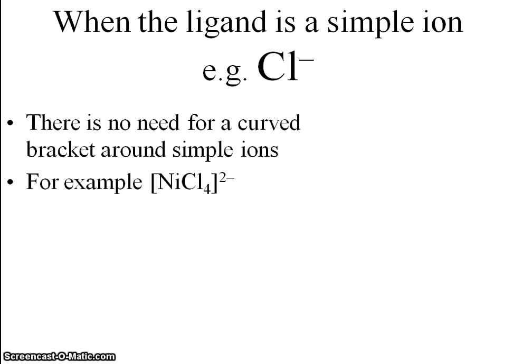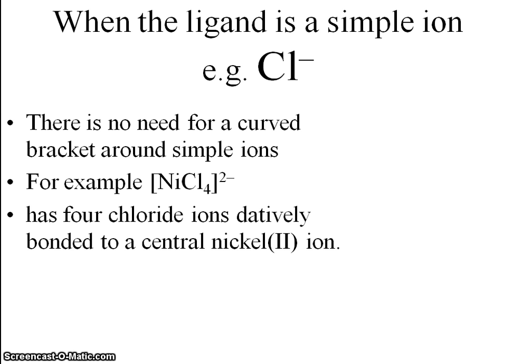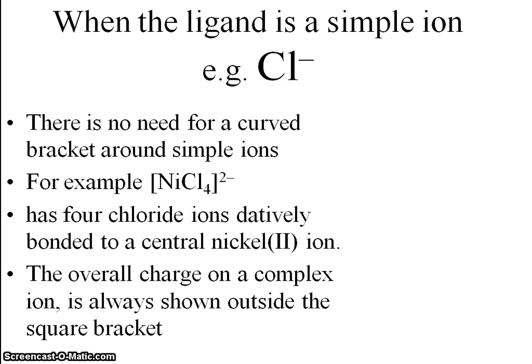We looked at the ligands earlier, and one of them was a simple ion like the chloride ion. Here we can avoid the use of brackets in the formula. If we've got nickel 2+ ions and 4 chlorides, we don't have to put the chloride in brackets. Each chloride ion is single negative, so 4 of those is a total of 4 negatives, and then the 2 plus on the nickel gives an overall charge of 2 minus, always shown outside the square bracket.